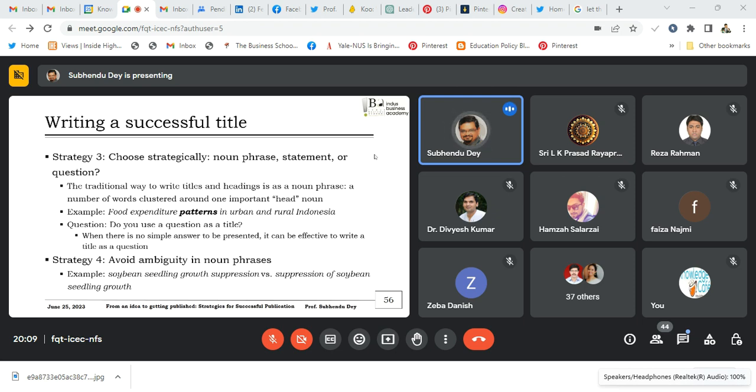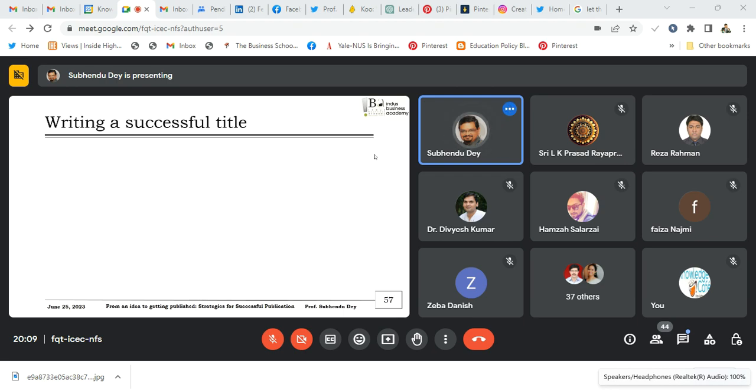Or, growth suppression of something? We do not know. But when we say suppression of soybean seedling growth, it's very, very clear that we are looking at the suppression of a particular item's growth. The first one is extremely unclear. So please be very, very clear about it.